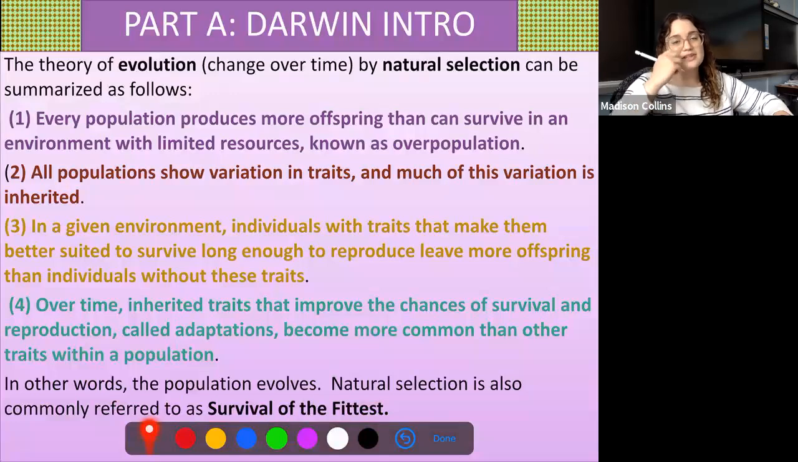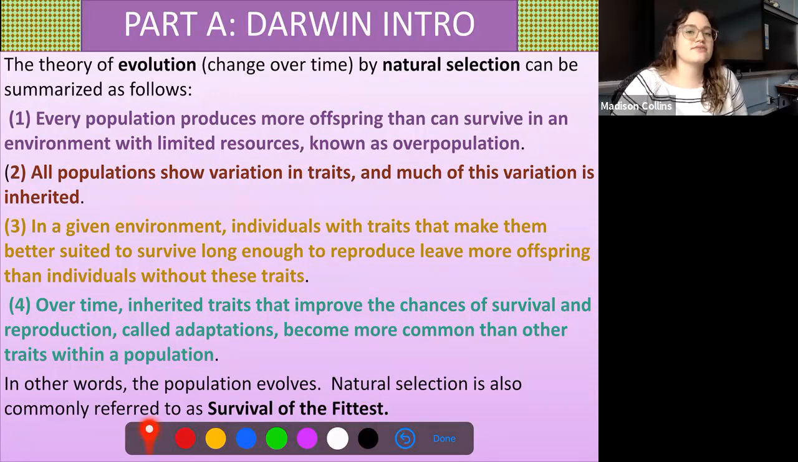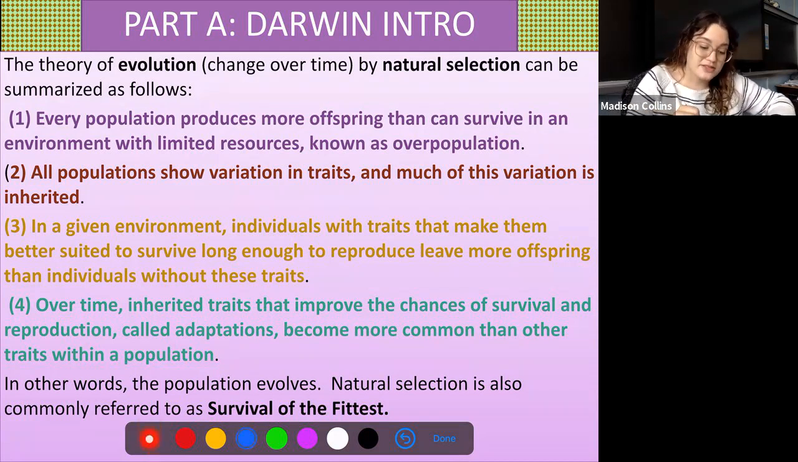Right. So let's first read a short introduction about Darwin and his theory of evolution. So the theory of evolution, which is just, as we said, change over time by natural selection, can be summarized as follows. There are 4 tenets we need to know. The first thing is that every population produces more offspring than can survive in an environment with limited resources, known as overpopulation.